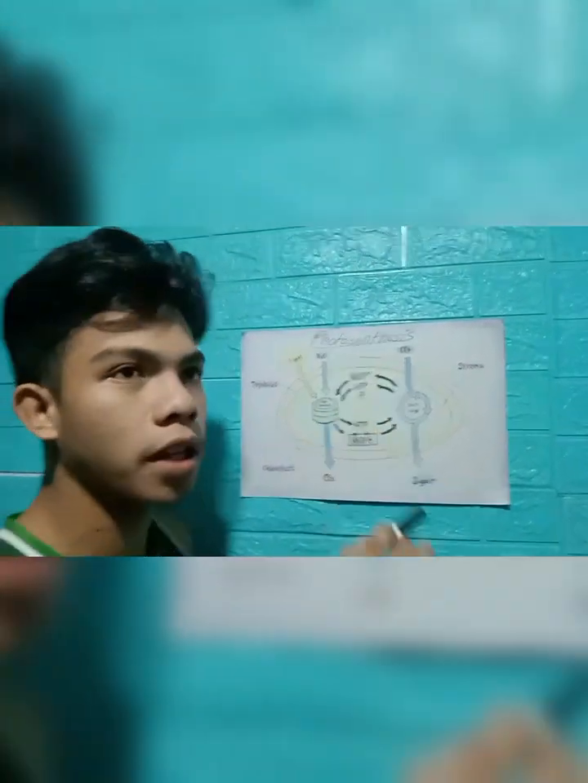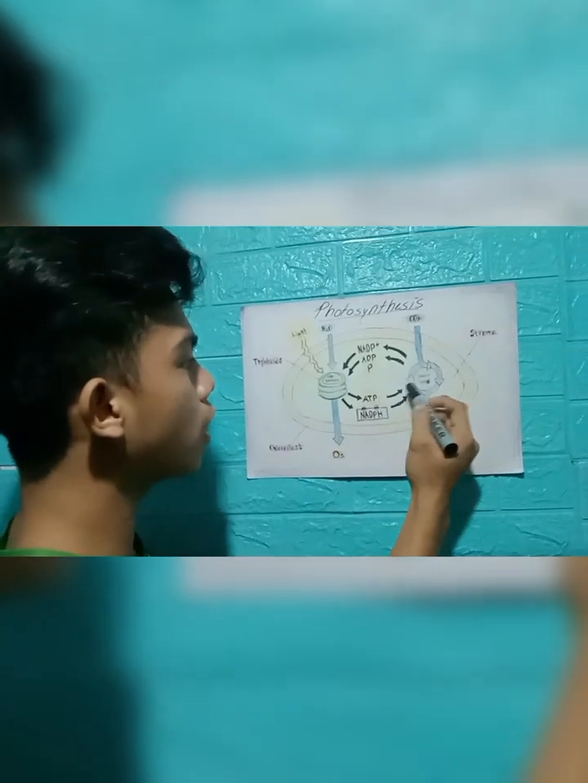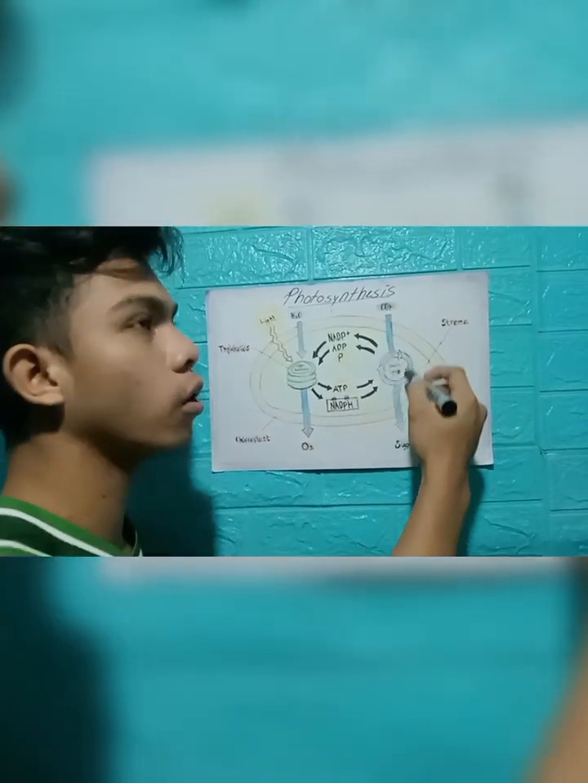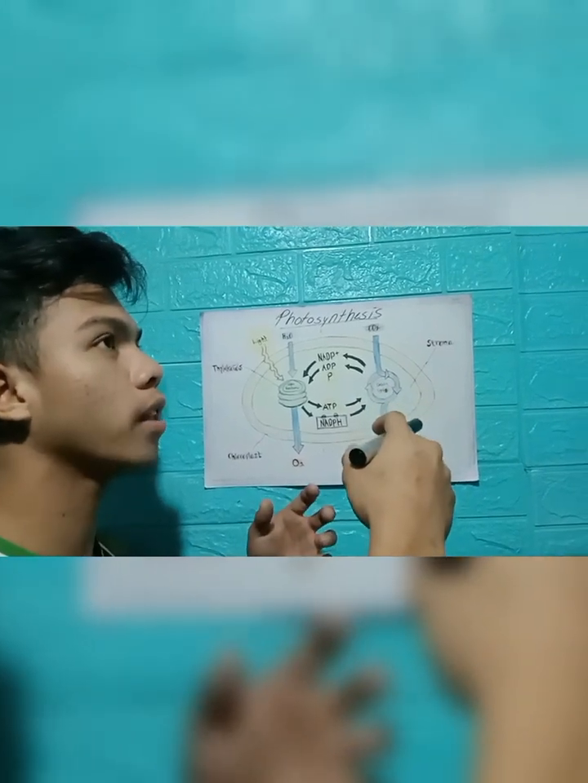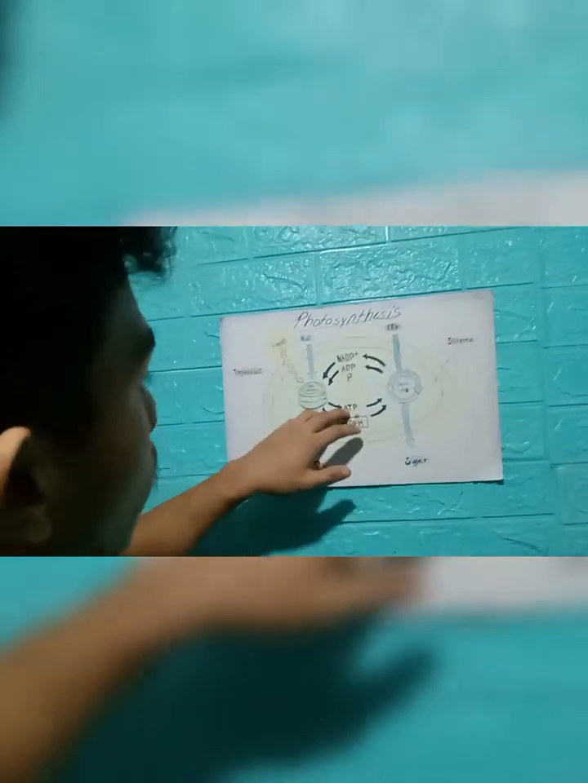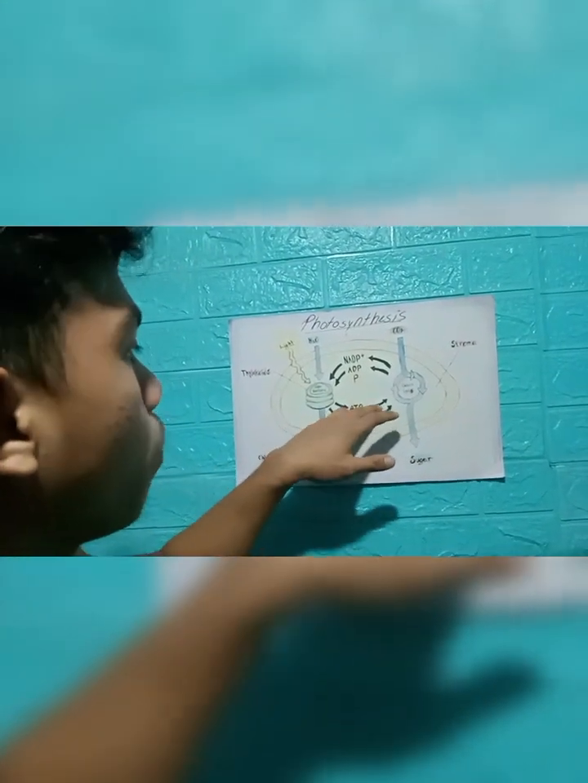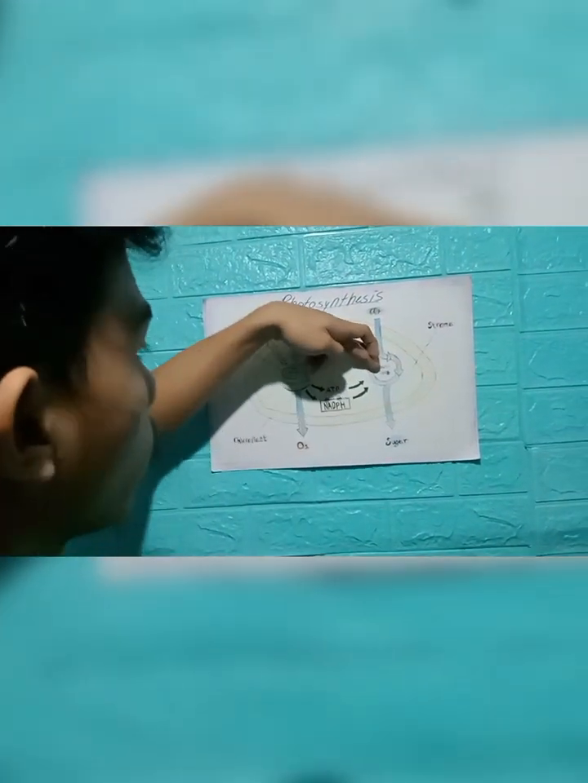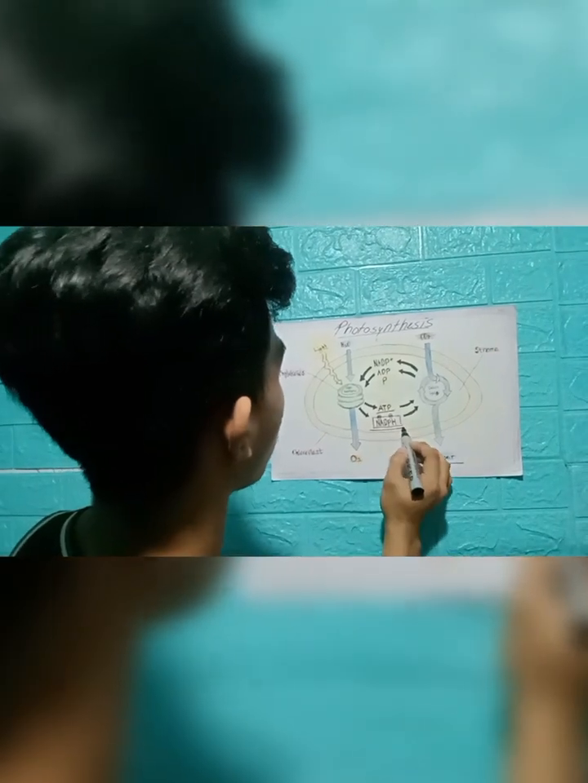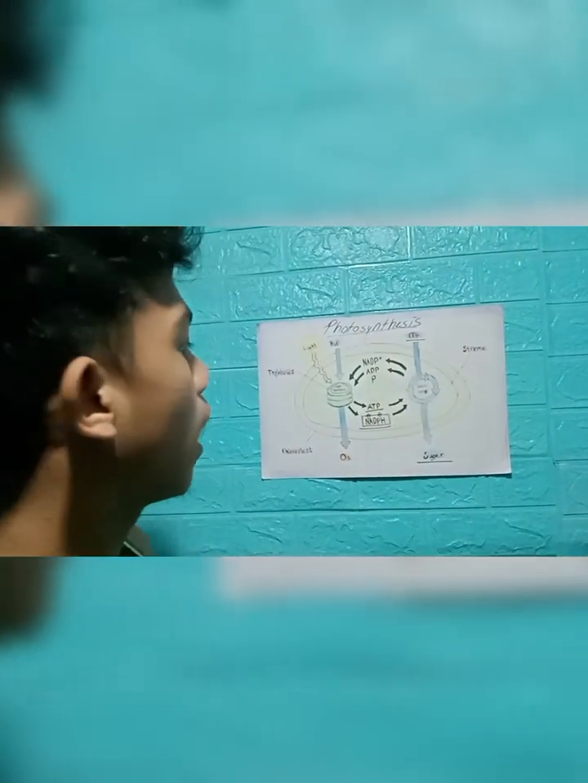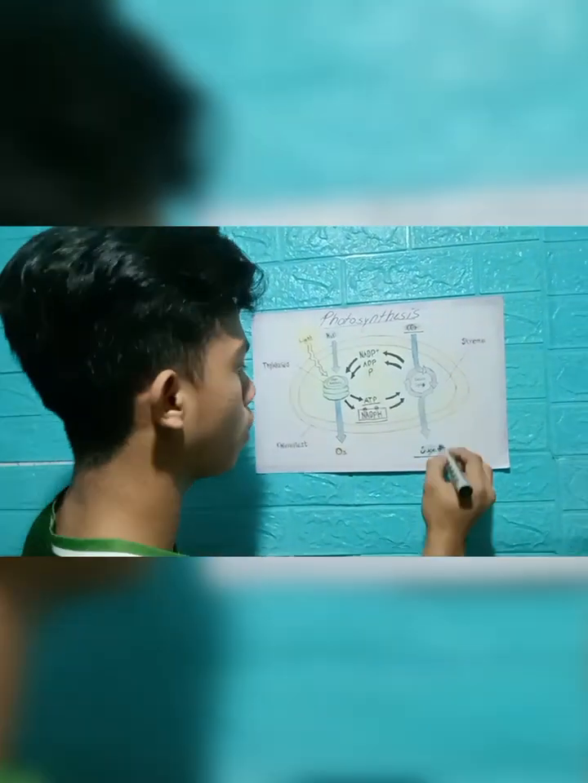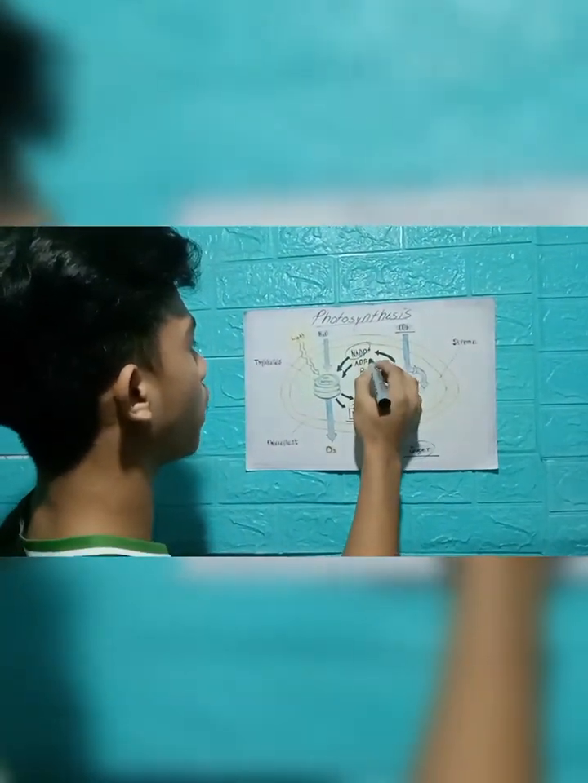Since ATP to ADP means the release of energy, the energy released by the ATP will be used in the Calvin cycle to make the process ongoing. The energy released by ATP will help to convert the electrons and carbon dioxide into sugar, or glucose. The reactants of this cycle are ATP, NADPH, and CO2. And the products are sugar, NADP plus, and ADP. So that's all. Thank you.